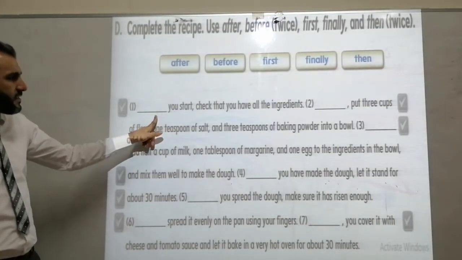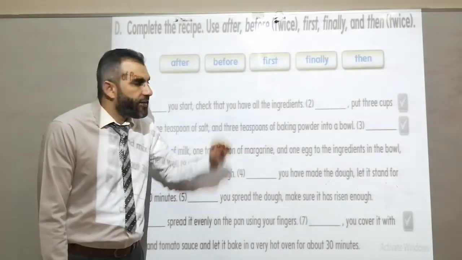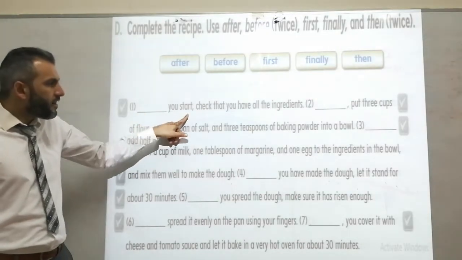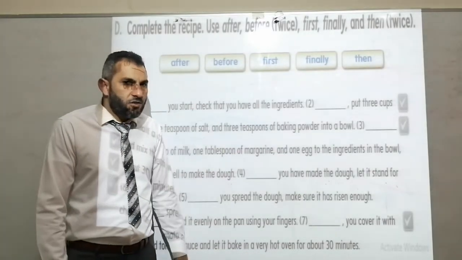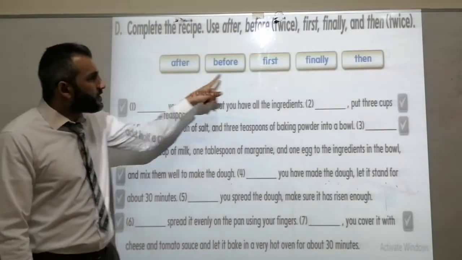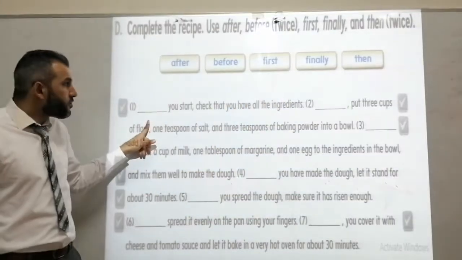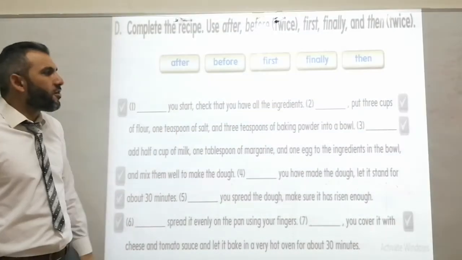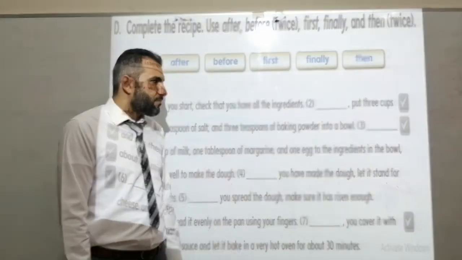Number 1, space, you start. Check that you have all the ingredients. Okay, space, again, you start. Check that you have all the ingredients. So here, we use what? 2 choices. Start, before, or first. Before you start or first you start? Excellent. Before you start, check that you have all the ingredients.